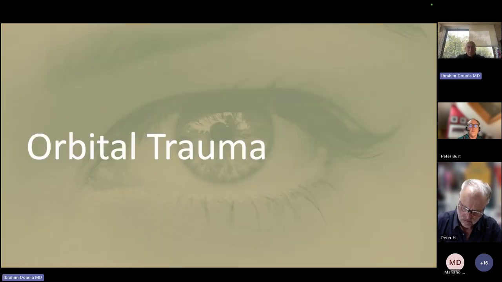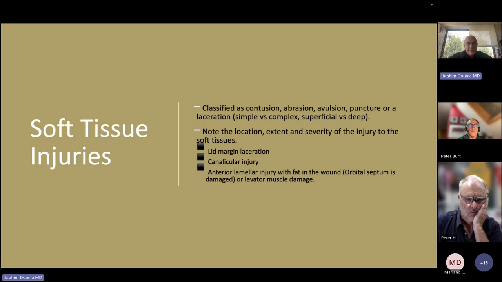I finished the ocular trauma. I will go to the orbital trauma. Soft tissue injuries are classified as contusion, abrasion, avulsion, puncture, or laceration. They can be simple, complex, superficial, or deep. The location is very important.